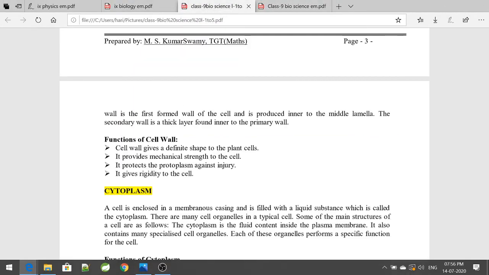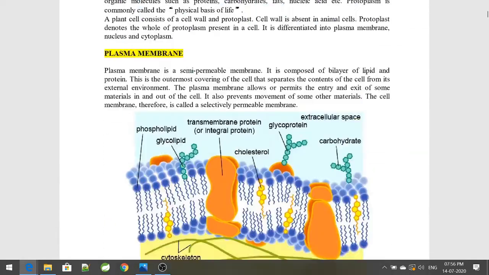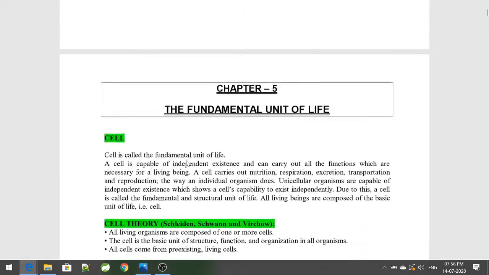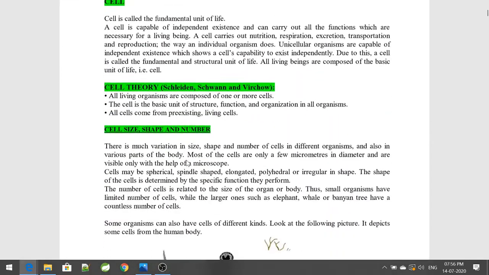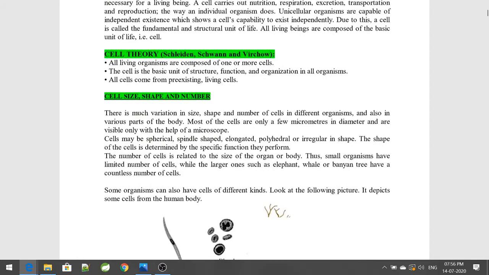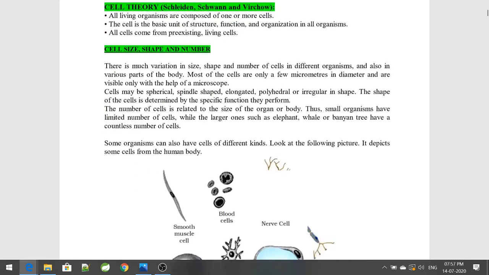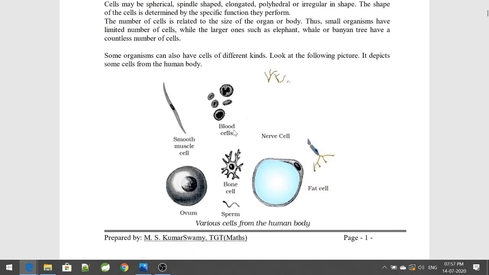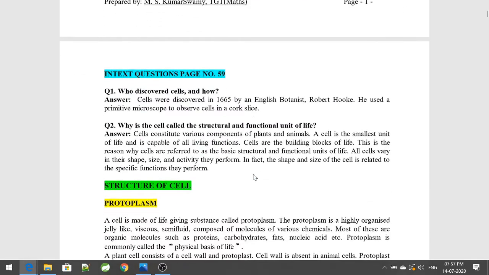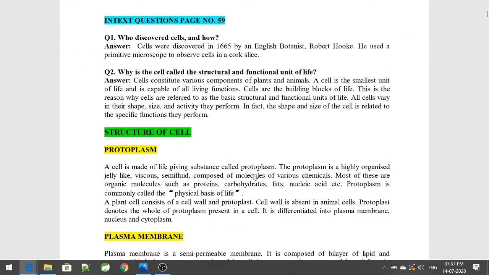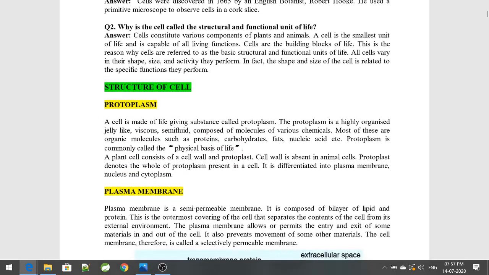And here is something else by which you can see the overall structure. Okay, cell. What is a cell? Cell theory, by whom? Schleiden, Schwann, and Virchow. Cell size, shape, and number. Blood cells, nerve cells, how are they? Once you read it by pausing the video, you will understand what the functions of each part of the cell are.